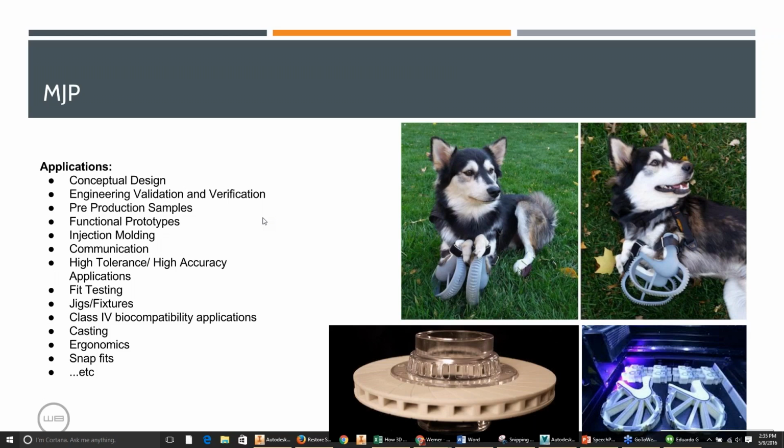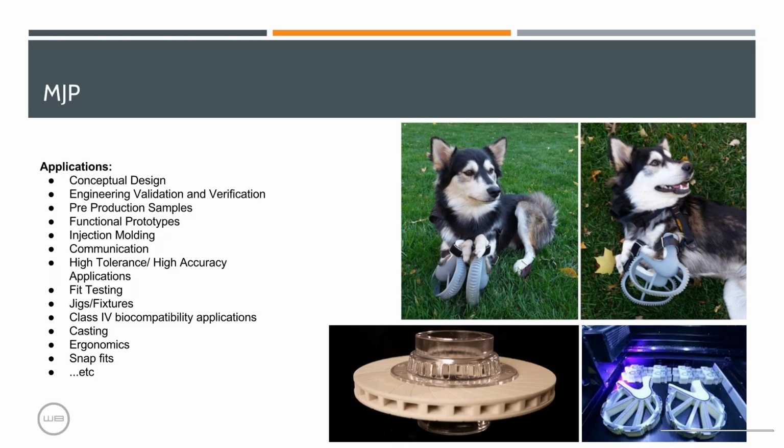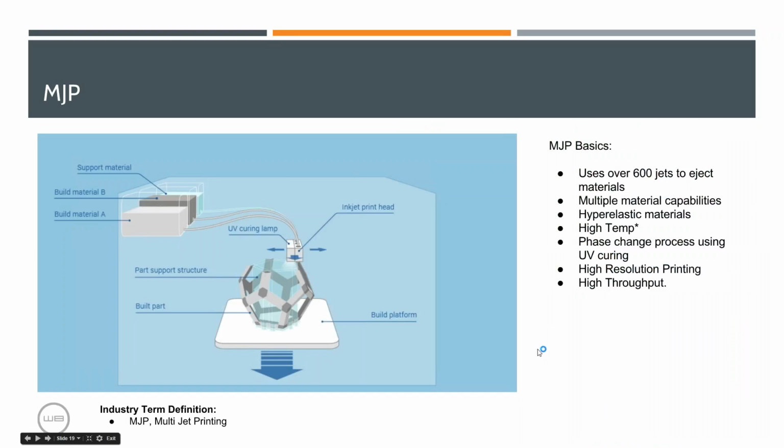You can also do snap fits. So that's another benefit of this. Unlike with the color jet printing that has no flex whatsoever, with this you can actually get some flex out of parts, and you can print multiple materials at the same time. So how does this work in contrast to our color jet printing technology?